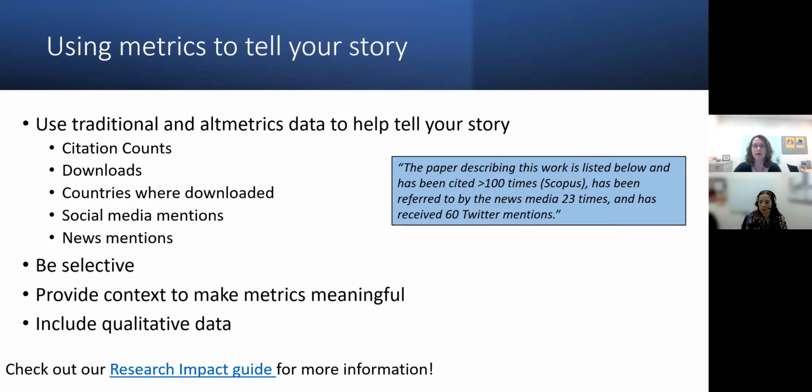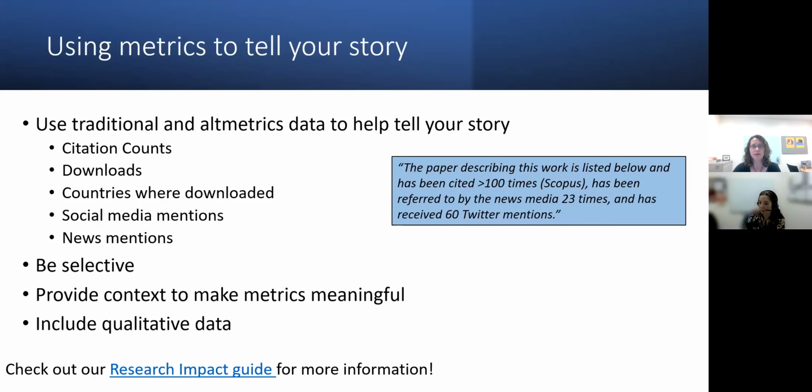An example of how you could mention these metrics here: The paper describing this work is listed below and has been cited more than 100 times. That's information you can find in Scopus. It has been referred to by the news media 23 times and has received 60 Twitter mentions. Although it's Scopus here, this is something that you can also often find in PubMed now too.